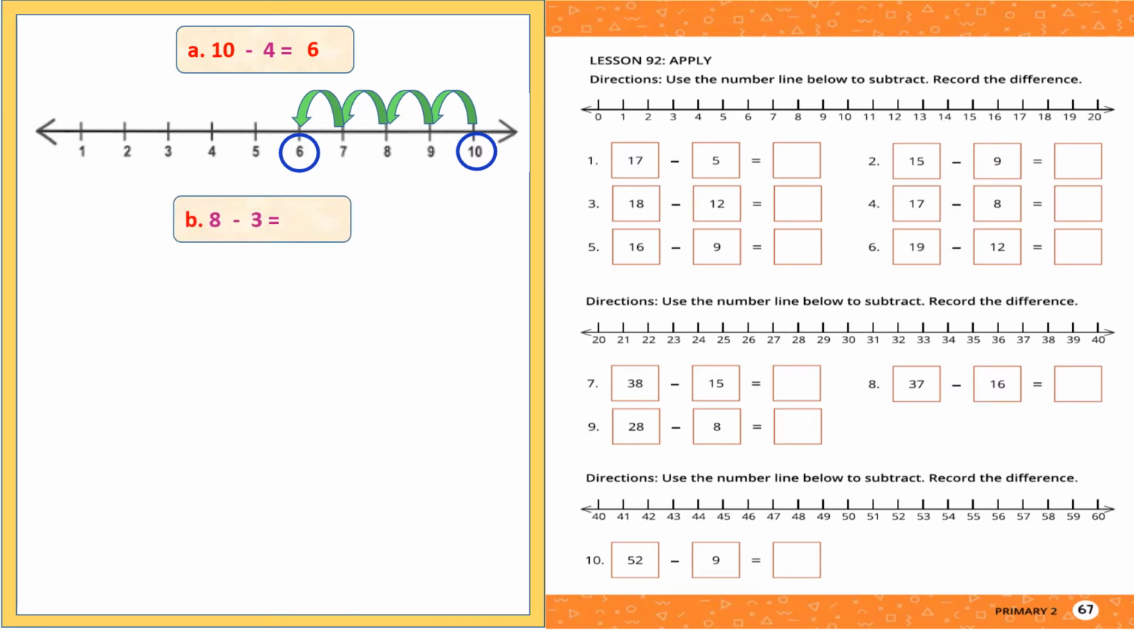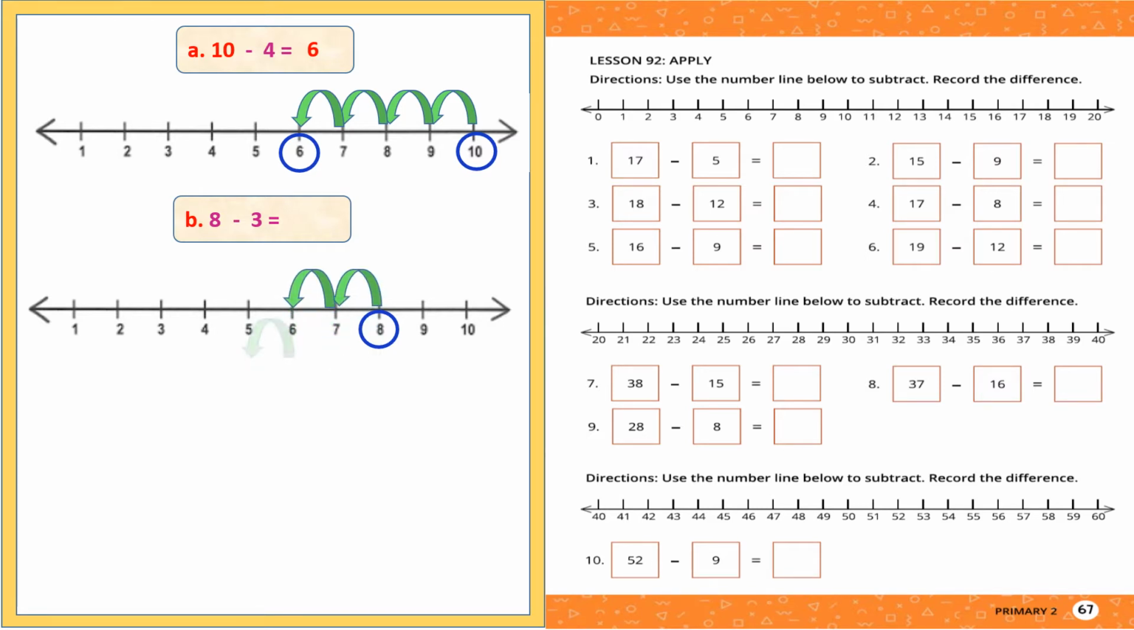The next question, 8 minus 3. 8 minus 3 using counting back equals what? Draw the number line. The first number here is 8. So we will mark 8 on the number line. 8 minus what? 8 minus 3. So we will count back 3 steps to reach 7, 6, 5 and stop, because only 3 steps. We stopped at 5. So the result equals 5.